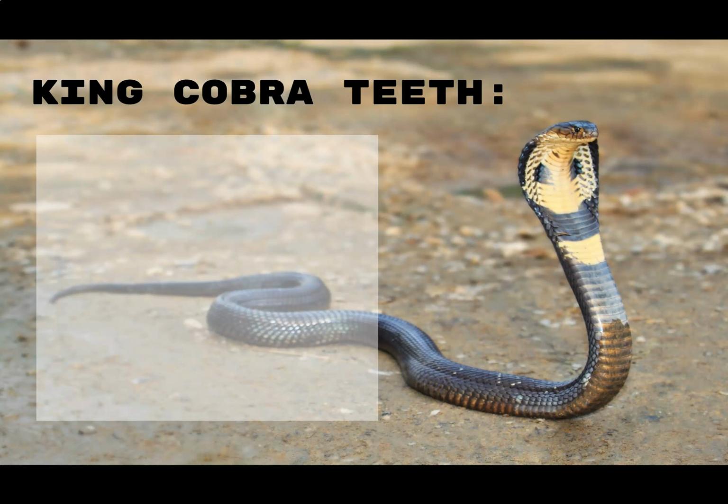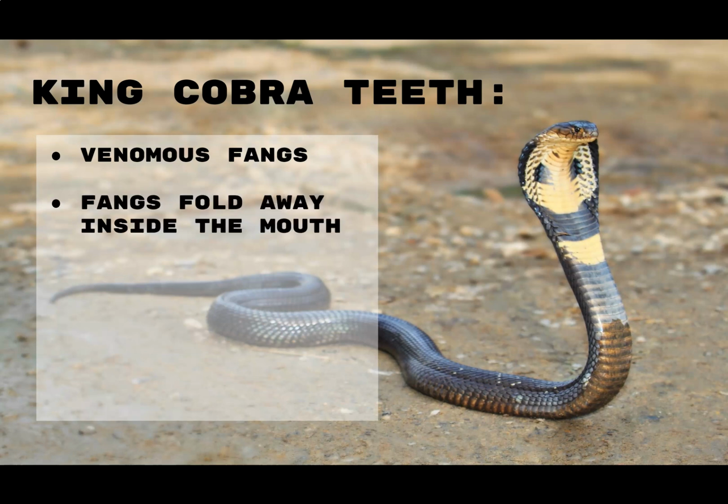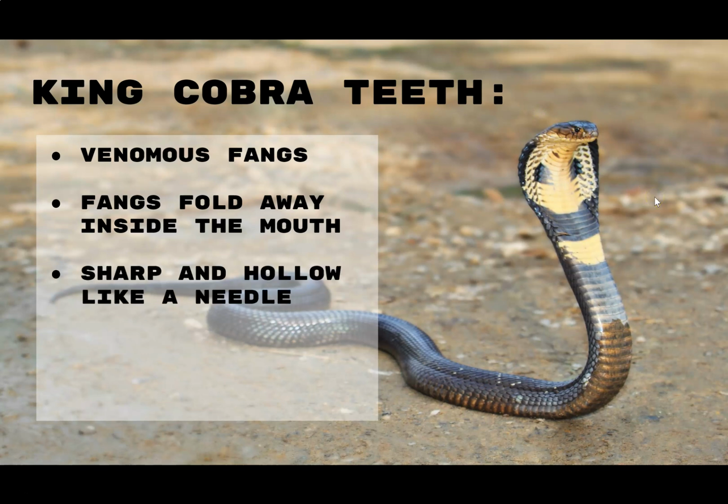Ooh, and what about a king cobra? So a king cobra is a very venomous snake, has venom or like a poison, a toxin inside of their fangs. And like most snakes, their fangs fold away inside of their mouth. So as you can see, this king cobra does not have its mouth open, and you can't see its fangs. They're not sticking out like tusks.